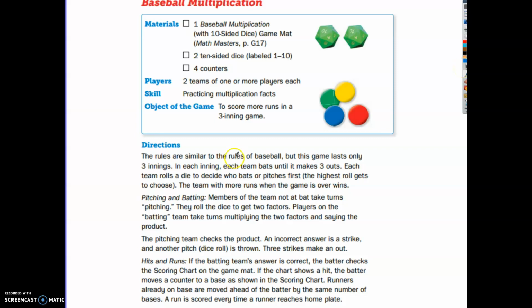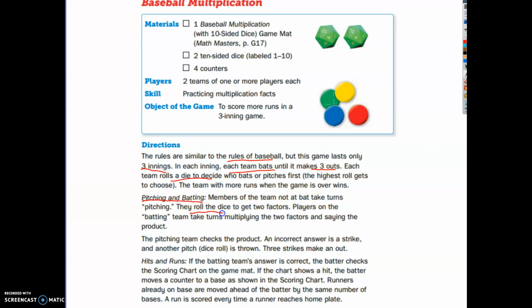They're similar to the rules of baseball, but this game only lasts 3 innings. So in each inning, each team bats until it makes 3 outs. It says here each team rolls a die to decide who bats or pitches first. I'm just going to say, oh wait, the 3rd grader goes first. Yay! The team with more runs when the game is over is the winner. So here's how you pitch and how you bat. Members of the team not at bat take turns pitching.